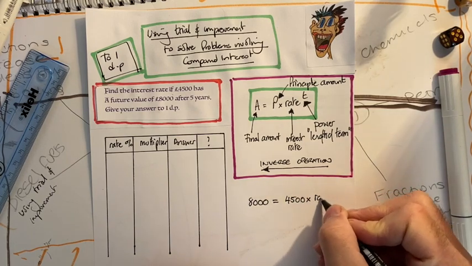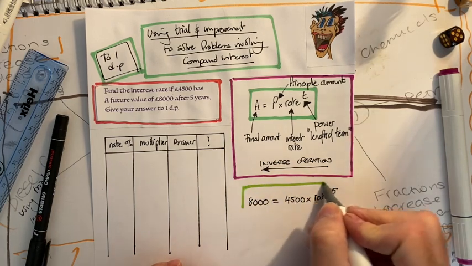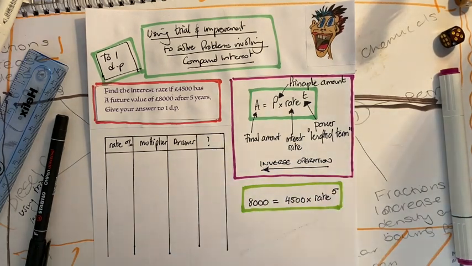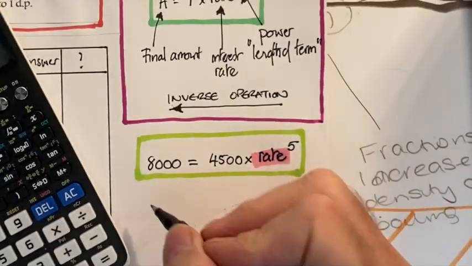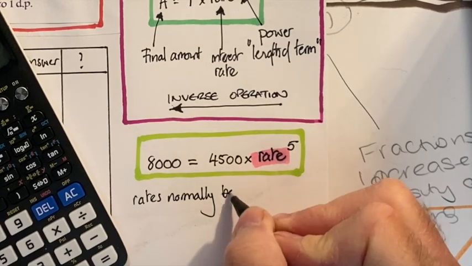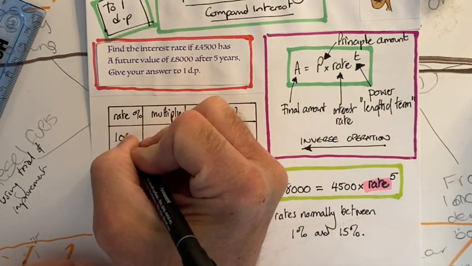So here's the question. We have 8,000 as our answer, but what is the question? What is the rate value? So that's what we're looking at now. I'm going to use a calculator for this. In most of the questions that you'll get, the rate is normally between 1% and 15%. So it just gives a broad idea.